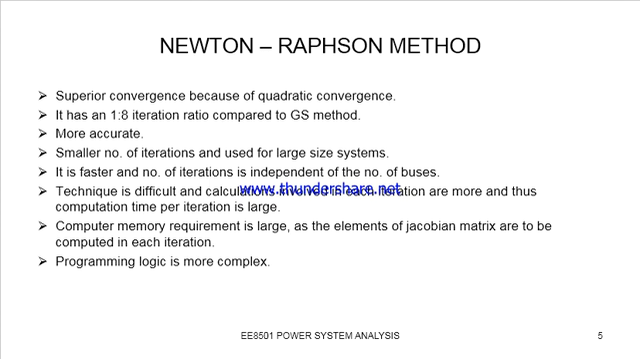The technique is difficult, and the calculations involved in each iteration are more, because the matrices themselves involve many calculations, and thus computation time per iteration is larger. The computer memory requirement is also large, as the elements of the Jacobian matrix are to be computed in each iteration. Moreover, the programming logic is more complex in the Newton-Raphson method. The Jacobian matrix itself will be a complex one.